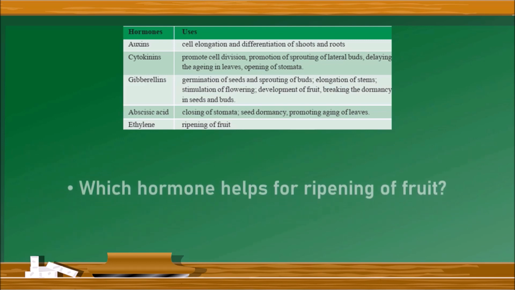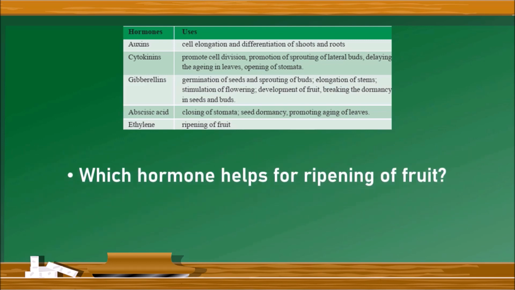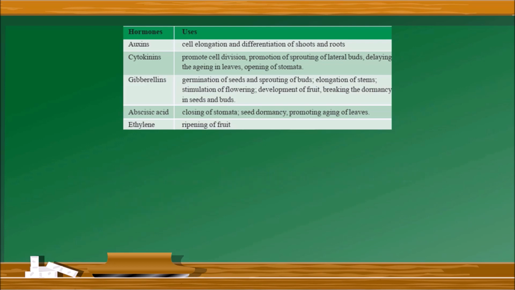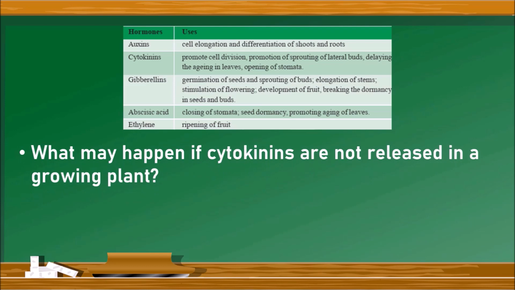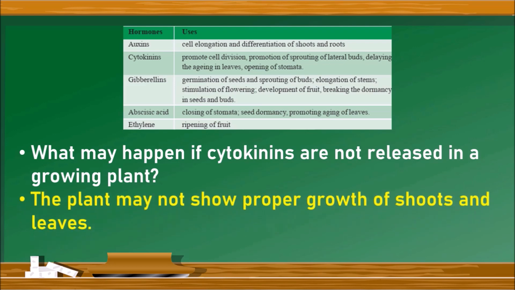Next one, which hormone helps for ripening of fruit? It is a direct question. It is ethylene. Next one, what may happen if cytokinins are not released in the growing plants? A plant is growing newly and it may not secrete the cytokinins properly. What may happen? The plant may not show proper growth of shoots and leaves because the cytokinins promote the cell division, which enhances the growth of a plant.